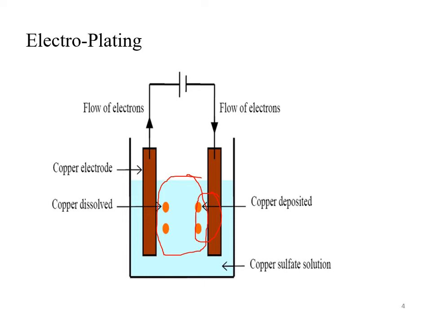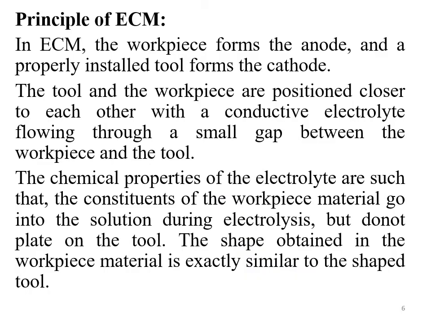However, at the same time, this electrode will lessen in its thickness, or nothing but the material will be removed from one electrode. So in this case, we can consider this part as a tool and this part as a workpiece. By this way we can say that electrochemical machining is a reverse process of electroplating.